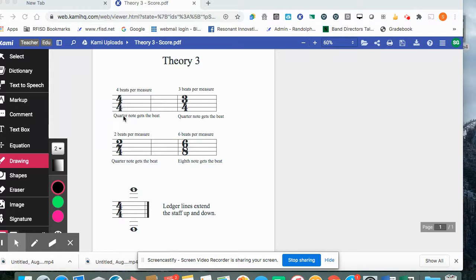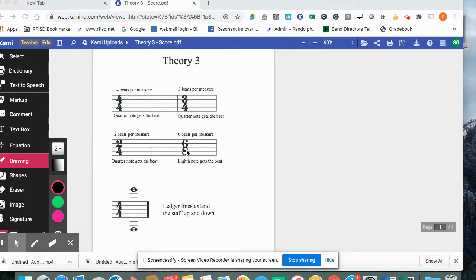The bottom number tells us which note gets 1 beat. If you want to think like a fraction, a quarter would be on the bottom. So this would be a quarter note, which means there are 4 quarter notes in this measure, or something equal to that. We'll get into how to use other notes to make all the possible rhythms.